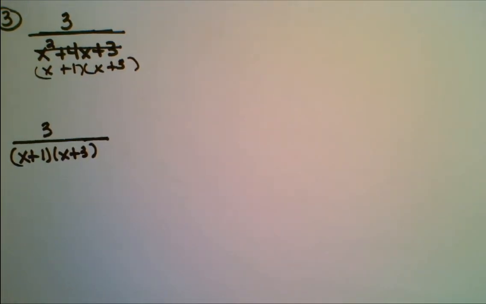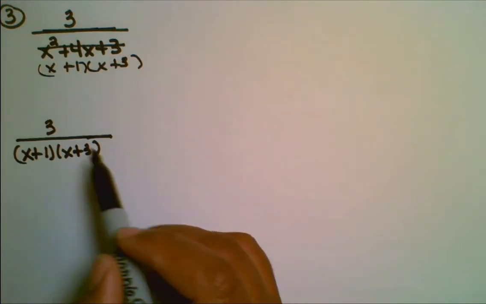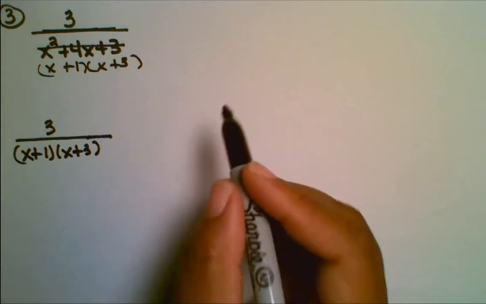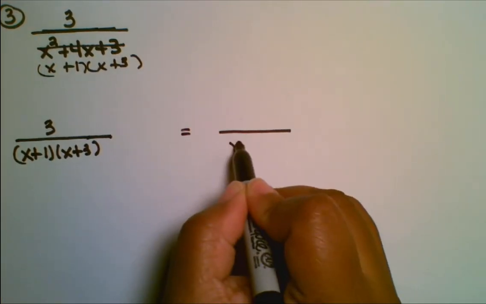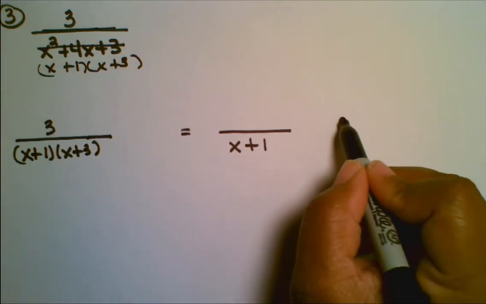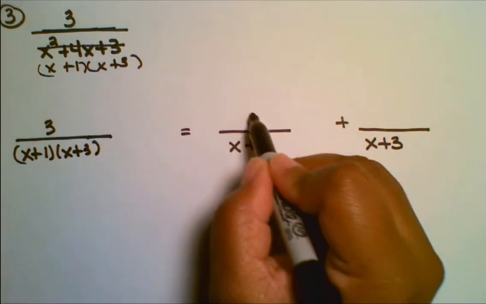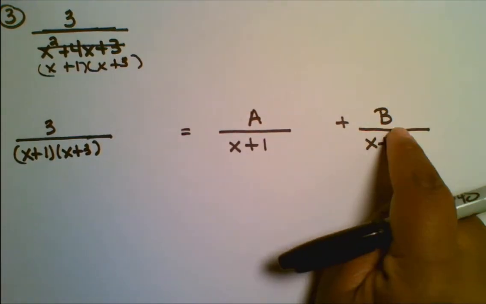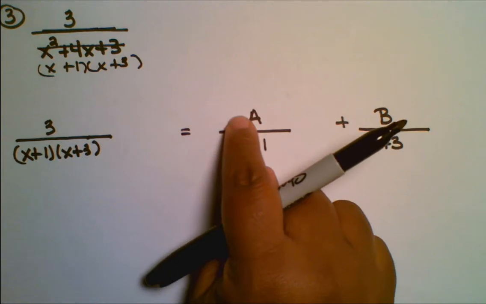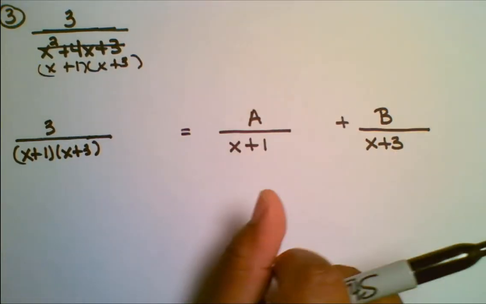And let's start. We want to make sure that we write one partial fraction for each of the factors that we have here. So here's the first fraction, x plus 1, plus here's the second fraction, x plus 3. And because we don't know what the coefficients are going to be, we're going to place some unknown variables. We call them A and B.